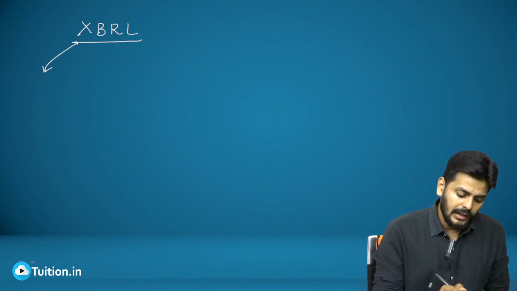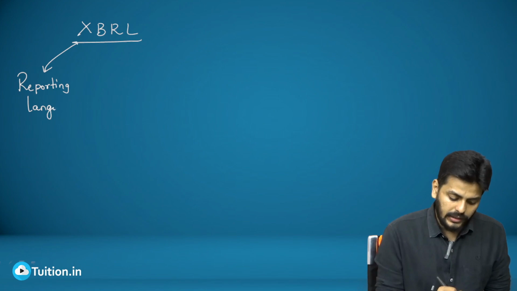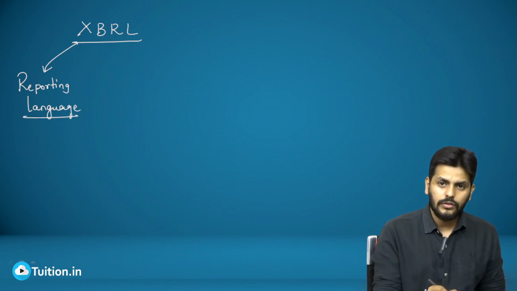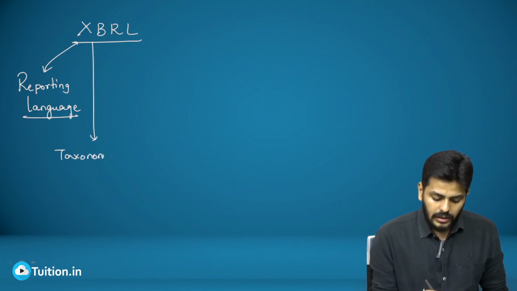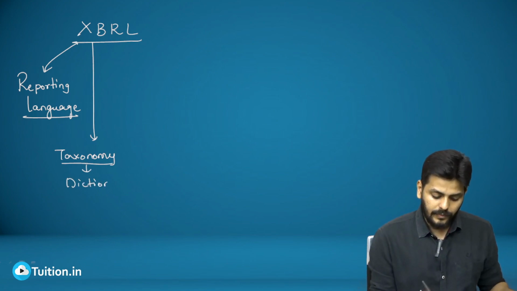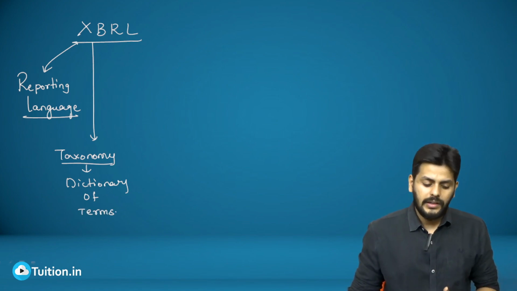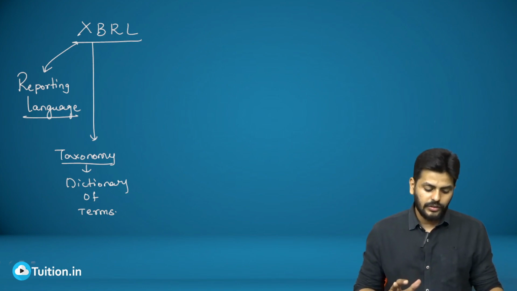What is XBRL? It is a reporting language. Let me tell you how this XBRL works. It has what is called a taxonomy. Taxonomy is nothing but a dictionary of all terms available. I'll tell you how this works, because broadly then you can see how it is used and what it is used for. I don't want to stretch this entire thing.